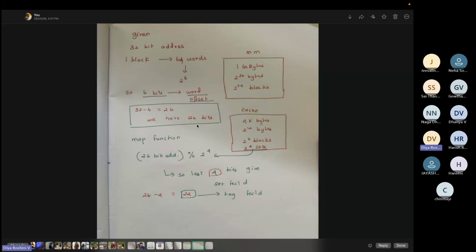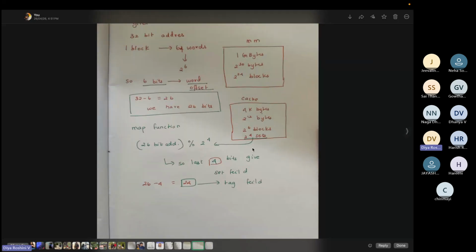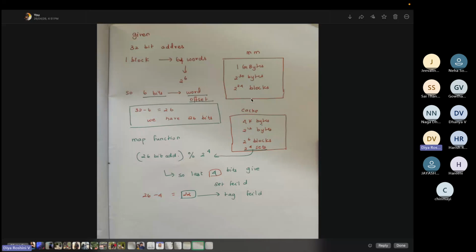The set field is again the mapping function. Now, how do I come to this conclusion of 2 power 4? We already calculated that we have 2 power 6 blocks in the cache. And they have told that each set is going to have 4 blocks. I did not write it here, I am really sorry, guys. They clearly told that each set is going to have 4 blocks. So 2 power 6 by 2 power 2 is 2 power 4. So in the cache, we have 2 power 4 sets.